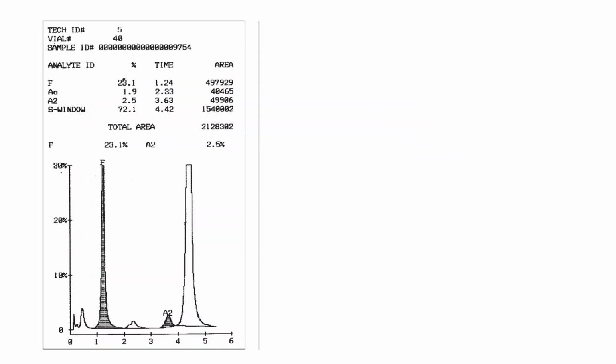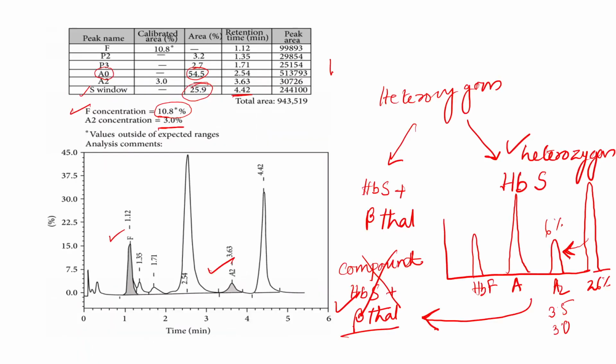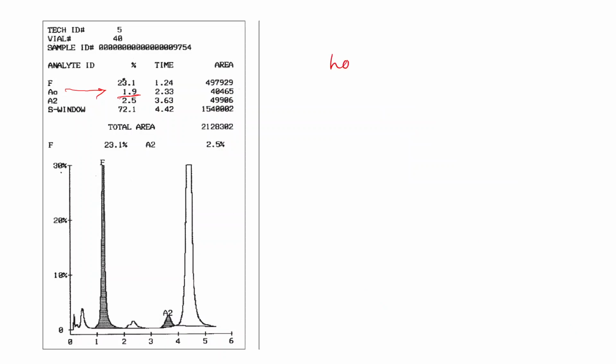Next, we have got this curve. First, we will see the A percentage. It is 1.9. It is very low. So, of course, it won't be any heterozygosity. So, what will it be? It will be a homozygous variant. So, what is the main bulk of the hemoglobin variant here, which has eluted in the HbA window, comprising 72%? It is HbS here. And also we have got an increased amount of HbF.